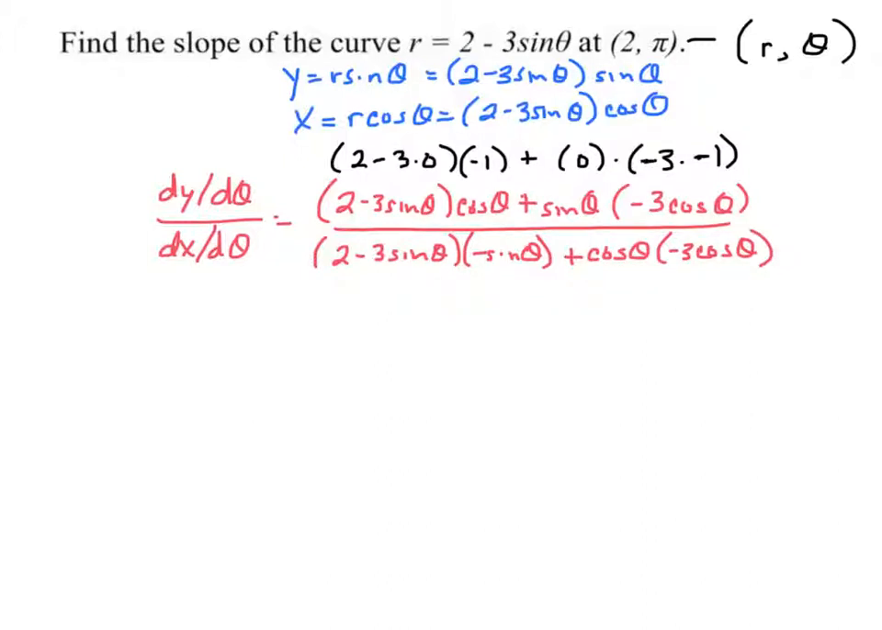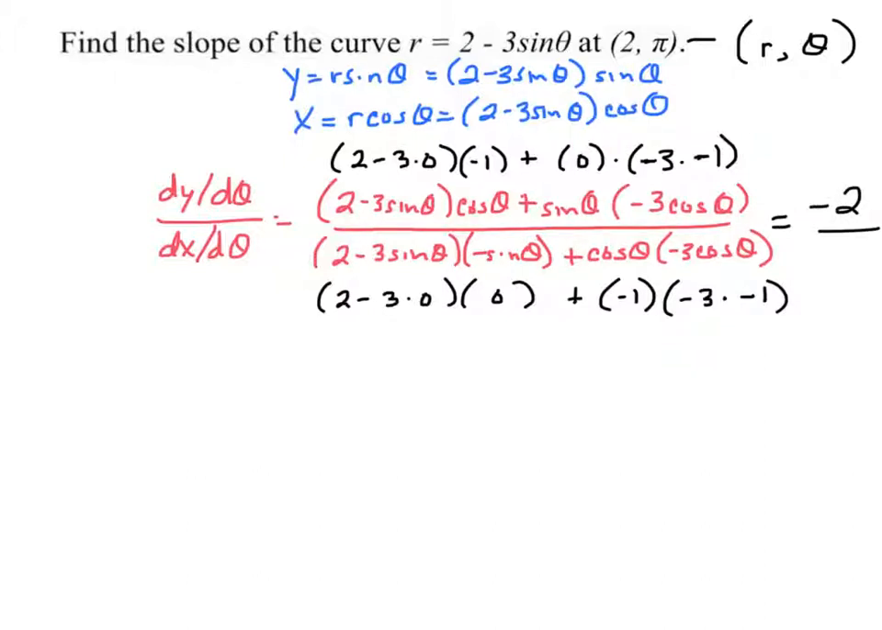So the top, well, let me do the bottom as well. For the bottom, we're going to have 2 minus 3 times 0 times 0, plus negative 1 multiplied by negative 3 times negative 1. Okay, so the top, we're going to have 2 minus 0 times negative 1, so negative 2 plus 0. So the top is just negative 2. The bottom, we're going to have 2 minus 0 times 0, so this is 0, and then negative 1 multiplied by positive 3, which is negative 3. So the final slope is just 2/3.